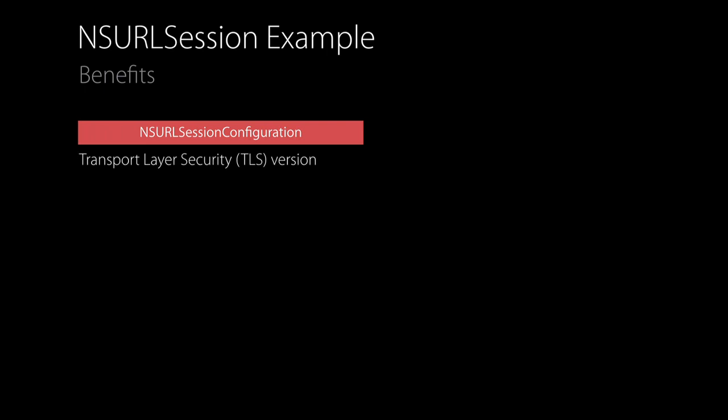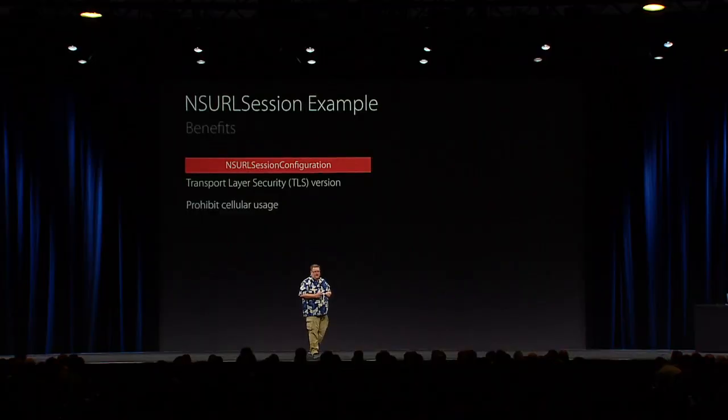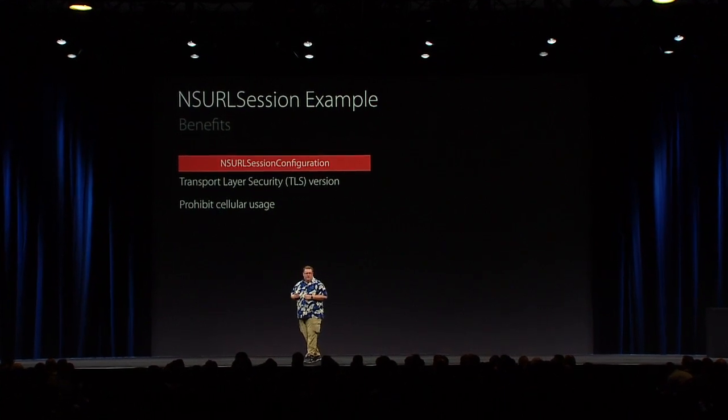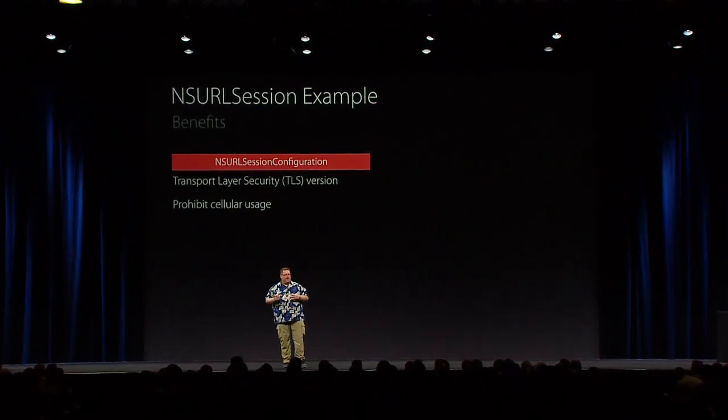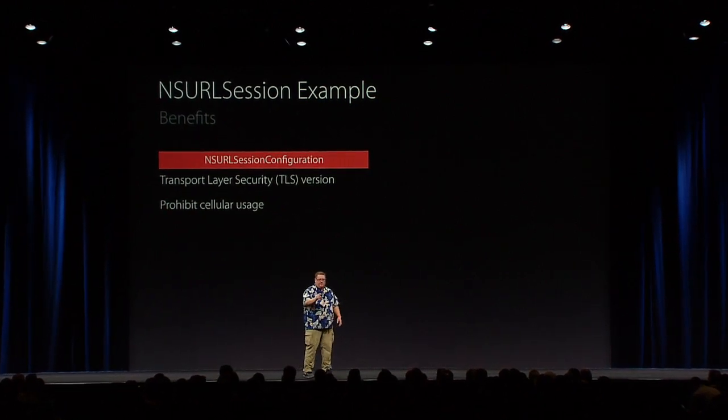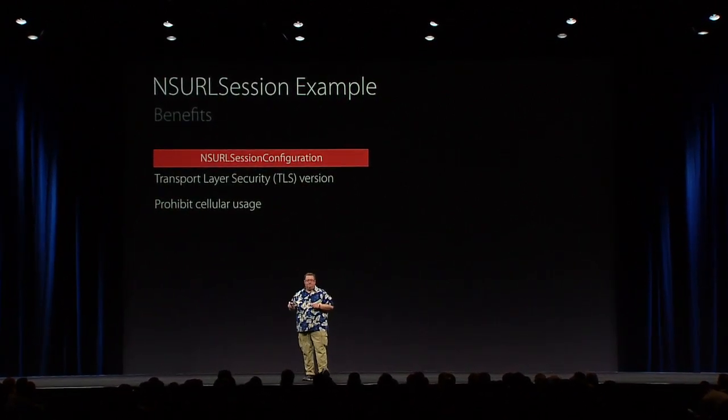The Transport Layer Security, or TLS, version. You can control the minimum and maximum versions of TLS that your app wants to support. We default the minimum TLS to 1.0 and the maximum TLS to 1.2. You can control the use of cellular by your application. Do you want to let your app use the cellular network or not? Maybe you want Wi-Fi only networking. This is the place to do that.